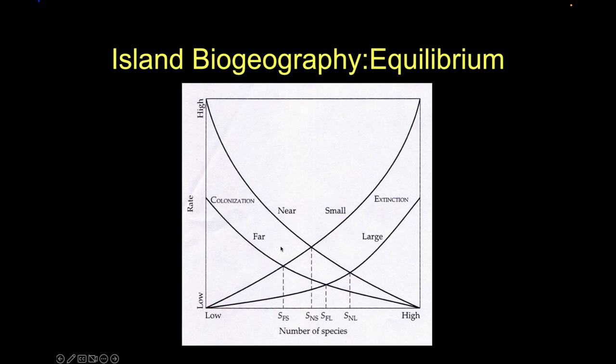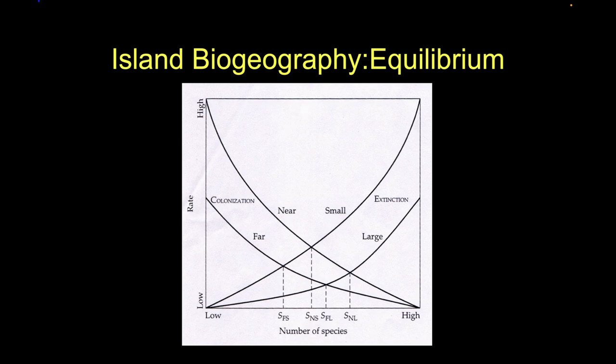So imagine these curves are actually surfaces or ramps. Everybody with me? I drop my marble here, and over time it rolls and ends up stopping at this stable point. So if I'm on a small nearby island, I would predict that over time I'd have this number of species. If I was on a faraway small island, I would predict this number of species, which is going to be less after we've had some time to mellow out and equilibrate.